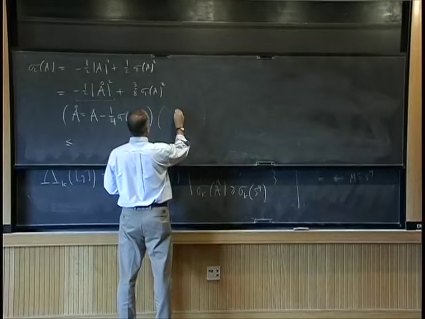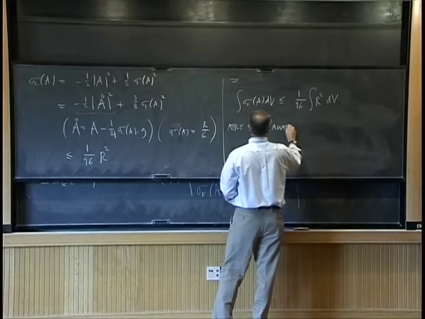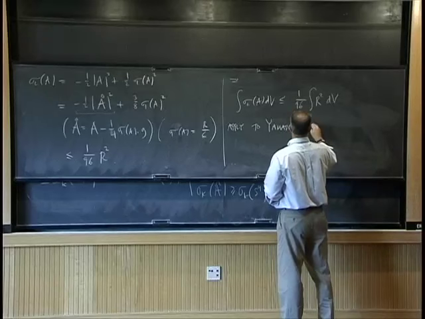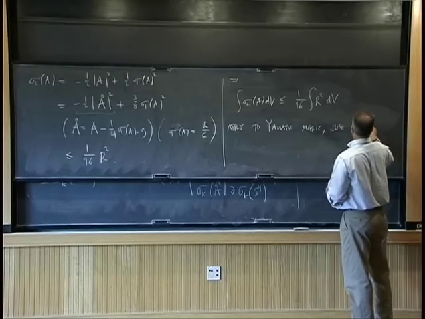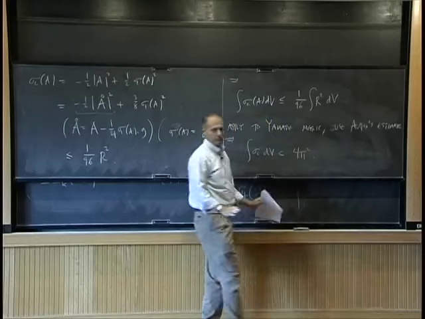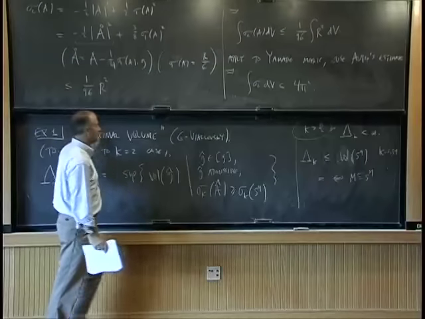Okay, so I apply this inequality for a Yamabe metric, all right? And what I get, and we use Aubin's estimate, is exactly that the integral of sigma 2 is always less than or equal to 4 pi squared. Okay? So as I said, up to using Aubin's estimate, it's algebraic.